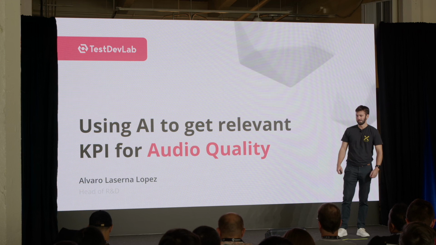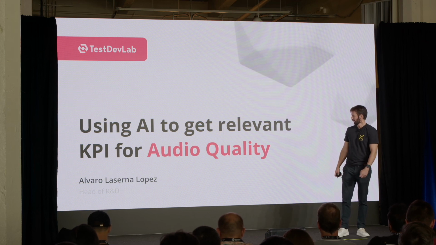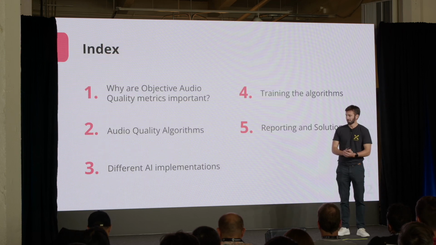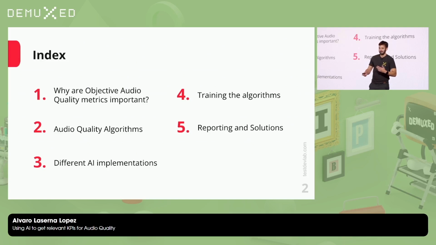I'm going to talk about relevant KPIs on the audio spectrum this time. Let's jump into it. First of all, why are objective audio metrics important for your solution? We do that so that we get relevant metrics. Then what are the audio quality algorithms, different AI implementations, training the algorithms, and of course, the reporting and different solutions to do such a thing.